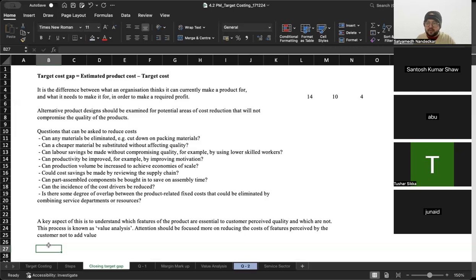What the business will have to do is know which of all these features is the one that customers value more. That feature they will keep; a feature that the customers don't value, they could remove. Attention should be focused more on reducing the cost of features not perceived by the customers, not to add value. So just quickly read through the points and then we'll look at one interesting question.